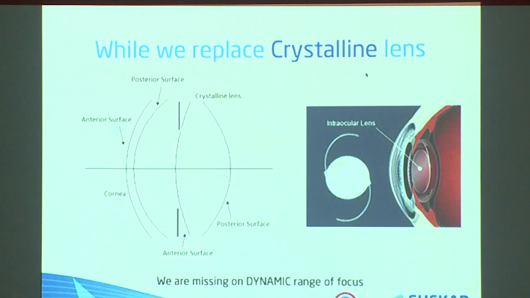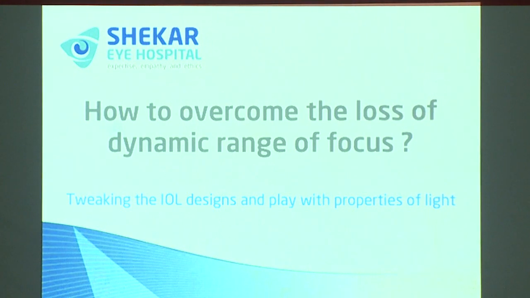While we replace the crystalline lens, we will be missing the dynamic range of focus. This is a limitation with which we are working. While we say that cataract surgery is very well advanced, we are also trying to improve the quality of lenses, and hence you keep seeing every other lens coming now and then. That's because the existing ones are not ideal, they are not comparable. How do we overcome this loss of dynamic range of focus? Here we need to tweak the IOL designs and play with the properties of light.